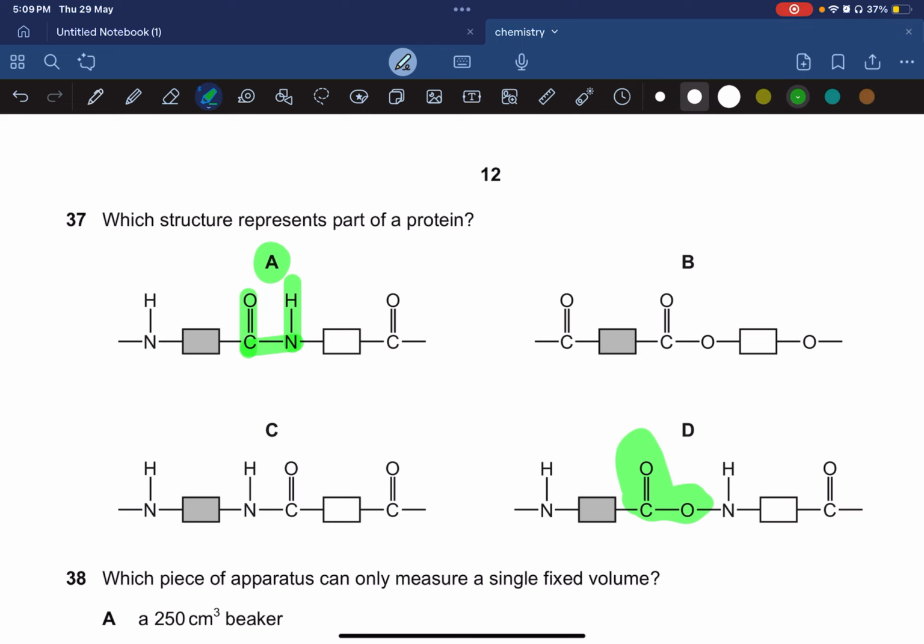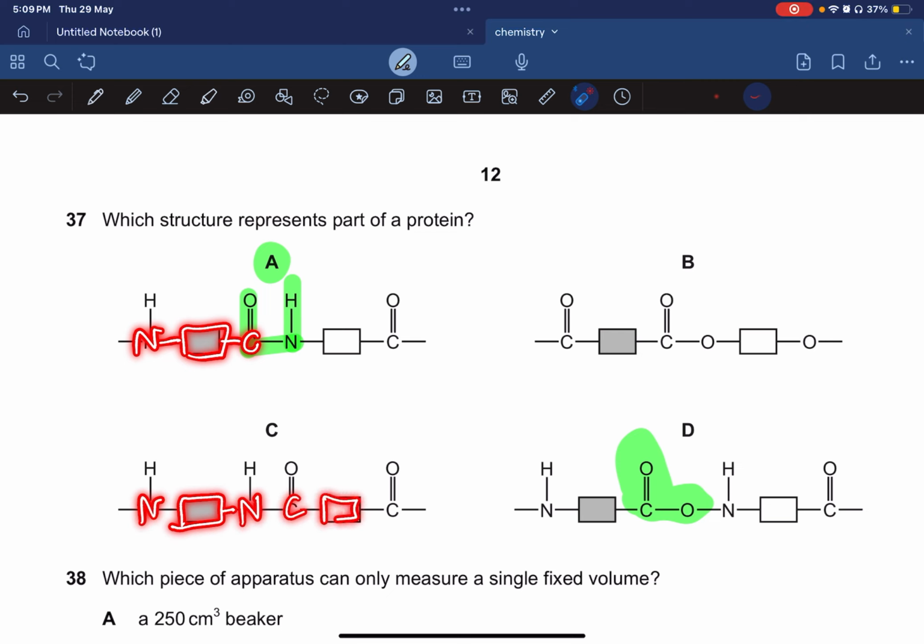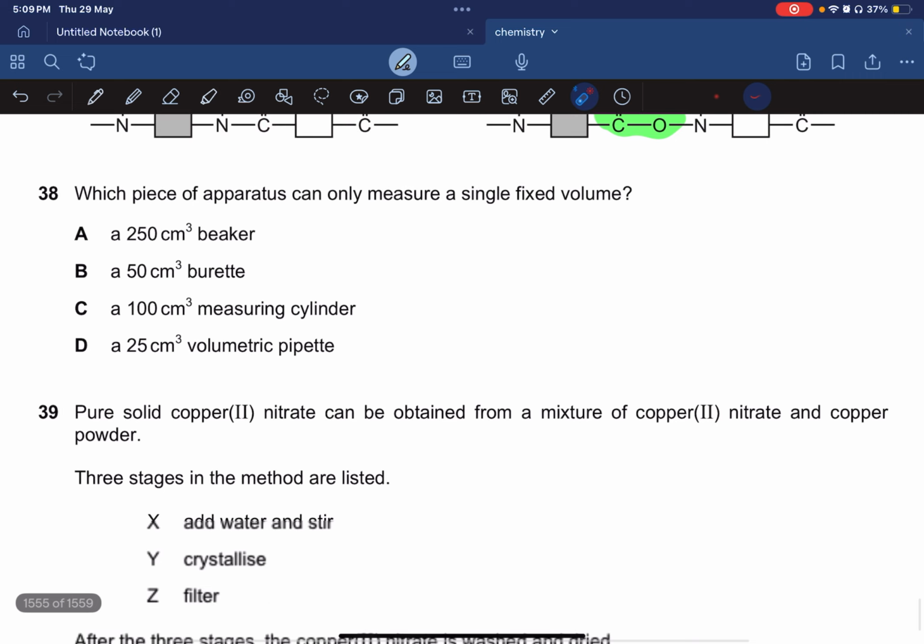But to be more specific, you need an amino acid to make a protein. On the amino acid, on one side you have nitrogen and on the other side you have carbon. But for nylon, you need a diamine and a dicarboxylic acid. Both sides of this box have N, or both sides have C. But over here, one side of the box has N and one side has C. So that's an amino acid.